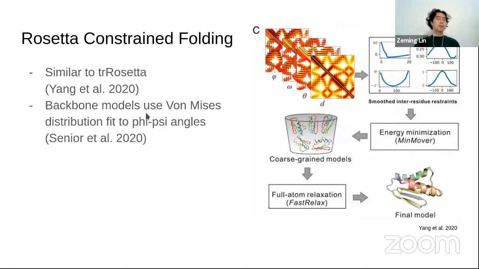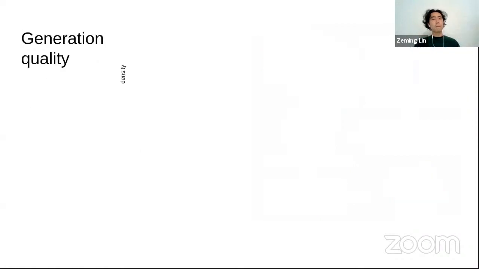And for the backbone-only models, you can either use the inter-residue orientations, or you could just use the backbone dihedral angles as constraints. We found that these backbone dihedral angles actually performed a little better, but only if you really smooth it out by just fitting a single von Mises distribution to the angles. So you're just making it kind of a unimodal distribution.